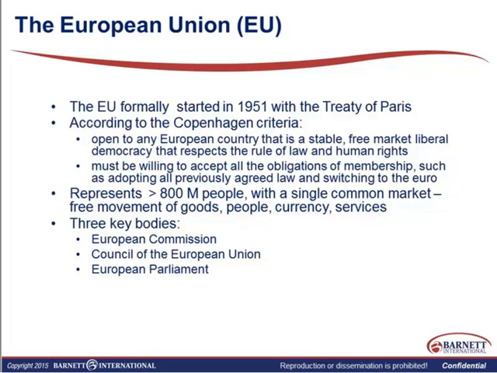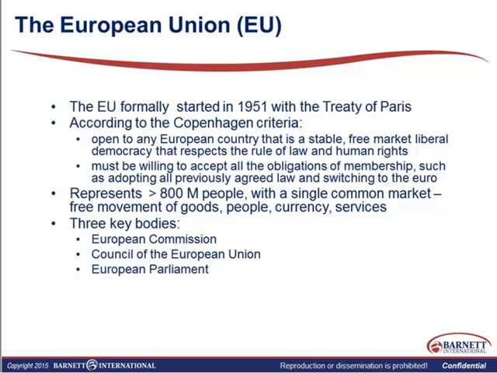They had to be willing to accept all these obligations of membership that were detailed in the Treaty of Paris, such as adopting all previously agreed law, and they had to agree to switch to the euro. It represents about 800 million people. I think it's a bit more now, but definitely greater than 800 million people. There's a single common market with free movement of goods, people, currency, and services. And any of you who have visited Europe in even the last decade are very familiar with this.